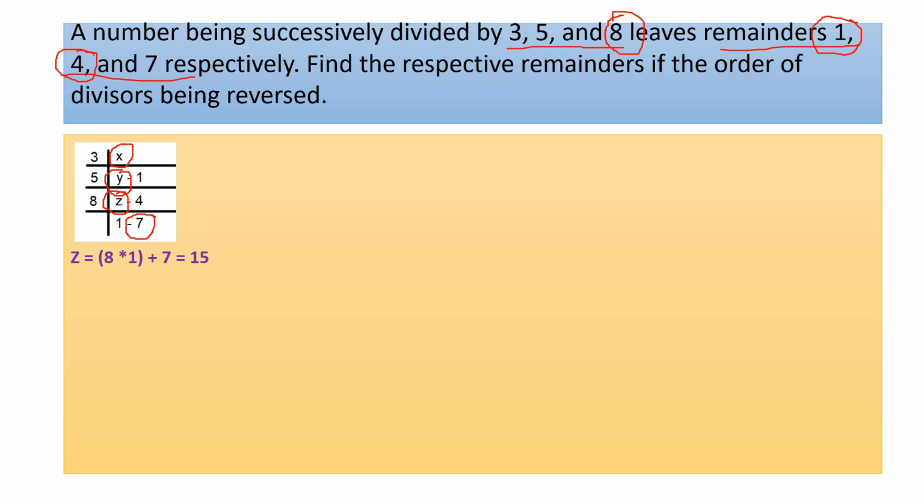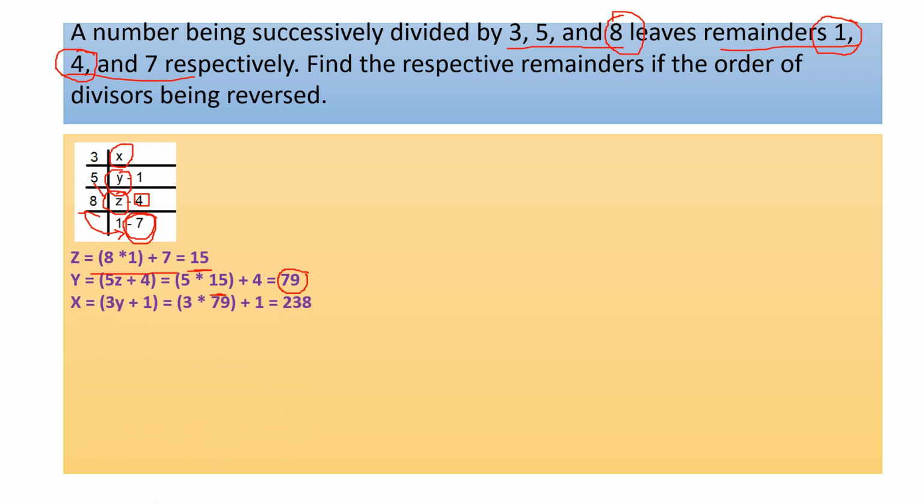To find z, first we multiply 1 and 8, and then add the remainder. So 1 into 8 plus 7 gives 15. That is the value of z. To find y, we are multiplying 5 into z. In place of z, we replace 15 and then add the remainder, which is 4. So 5z plus 4 gives 79 as the answer. So here y is 79.